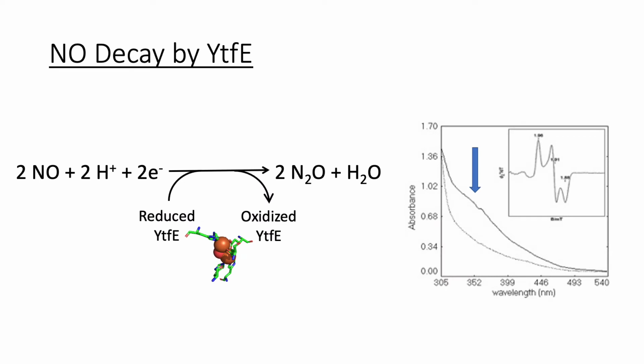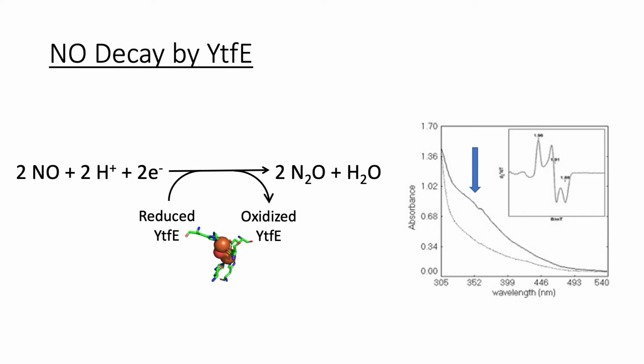The reaction scheme for NO reduction, shown here on the left, has two nitric oxides being reduced with two hydrogen atoms to produce two nitrous oxides and a water molecule. This is made possible through the oxidation of the YtfE active site. In the figure on the right is the UV-vis data from the iron site. The reduced YtfE has a feature at 352 nanometers where the arrow is pointing, while oxidized YtfE does not have this feature. The EPR, shown in the inset here, proves this. However, that will not be part of this discussion.